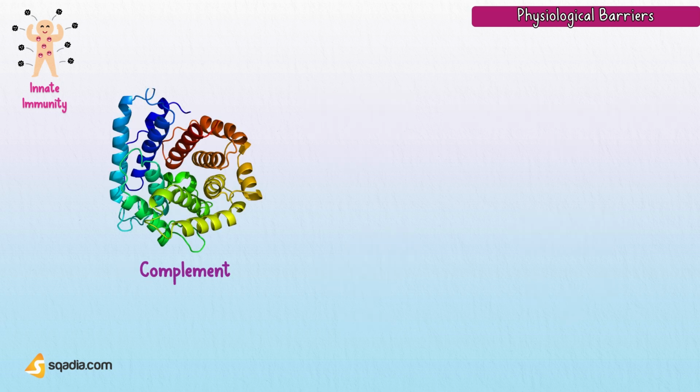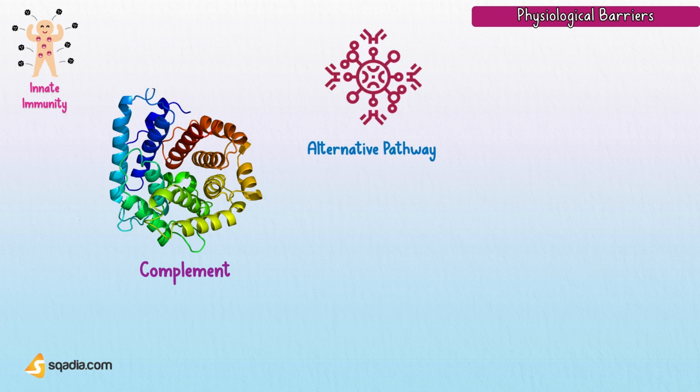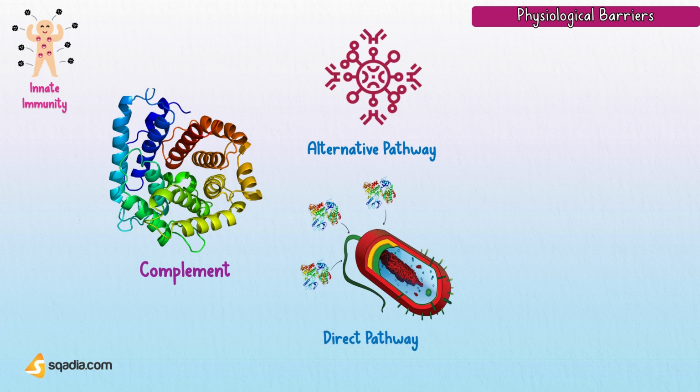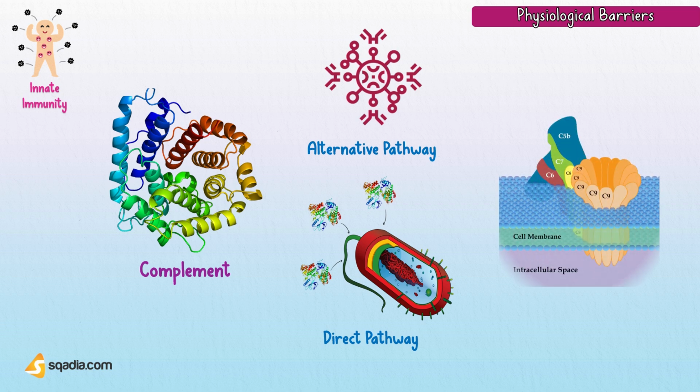Complement. Complement is a system of plasma proteins that collaborate to resist bacterial infection. They are activated by antigen-antibody binding or by direct interaction with the bacterial cell wall. After activation, they form a membrane attack complex. The complex punches a hole in the cell membrane of the pathogen and allows fluid to enter the cell, leading to cell lysis.